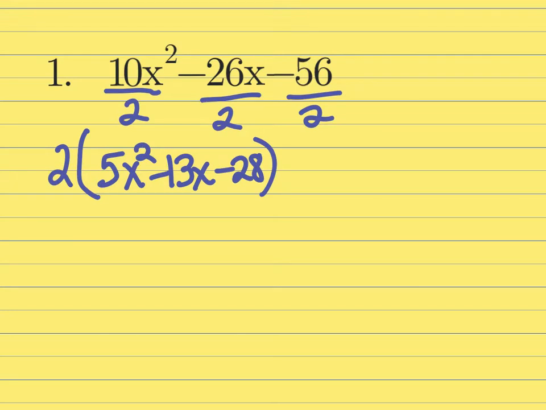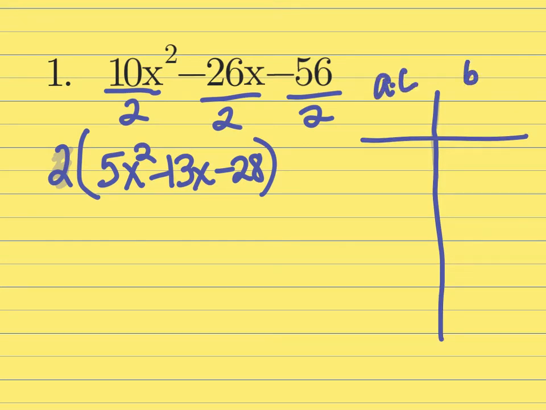Now make sure this 2 stays. Even when you're done, you need to make sure that's in your answer. So now we're going to start the factoring by changing the trinomial into 4 terms. Remember, we do that with a chart, where I have my A times C, and I need to find those that add up to B.